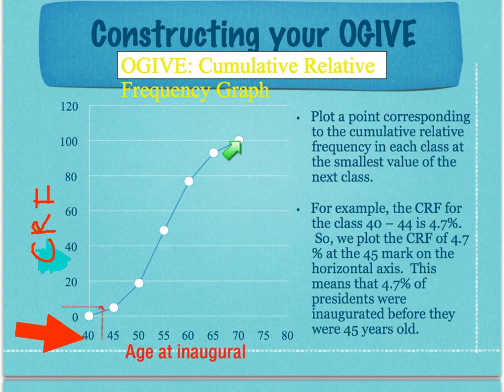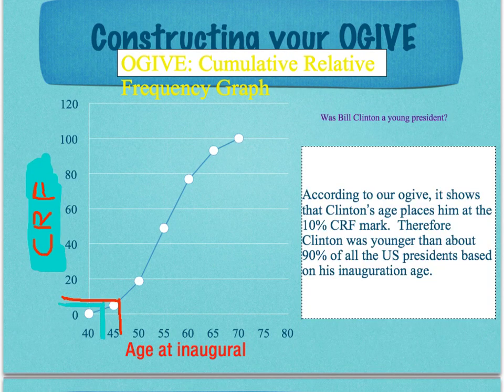If I was looking at this value, at the 70-year mark, it's at 100%. So what that means is that 100% of U.S. presidents were inaugurated before they reached age 70. So now using this ogive, we can answer this question: was Bill Clinton a young president in comparison to all the presidents that have been inaugurated?